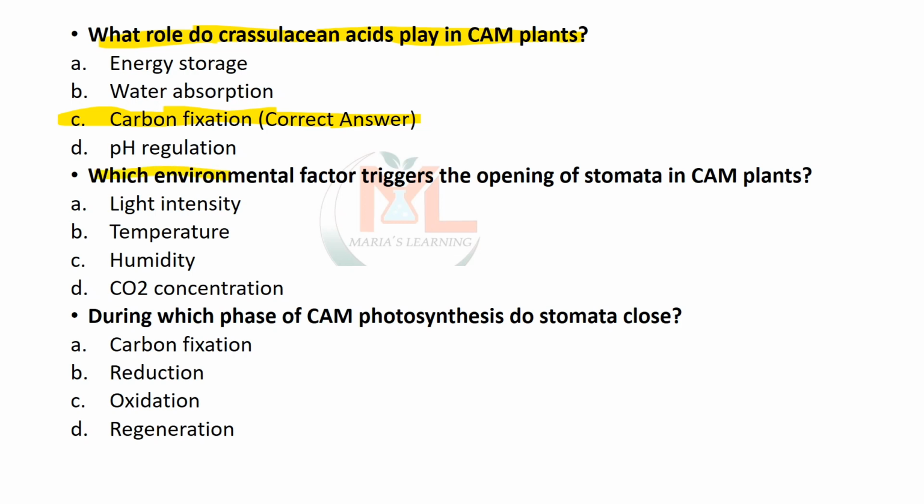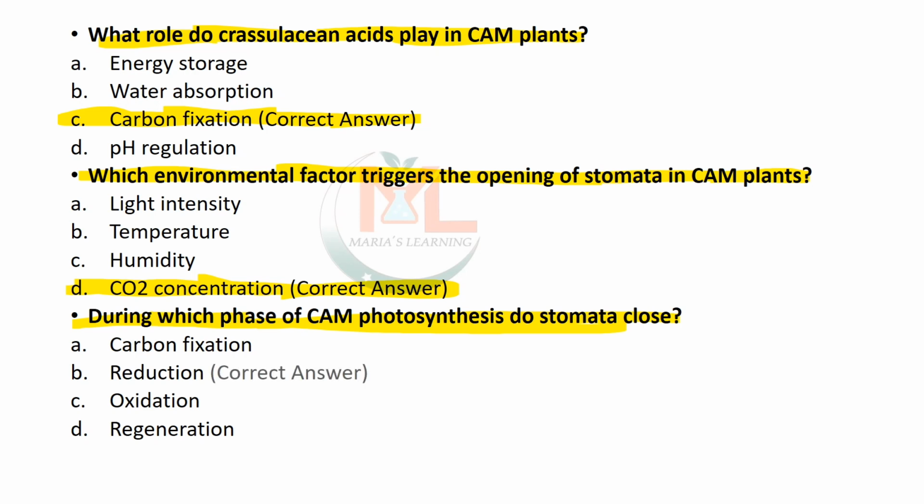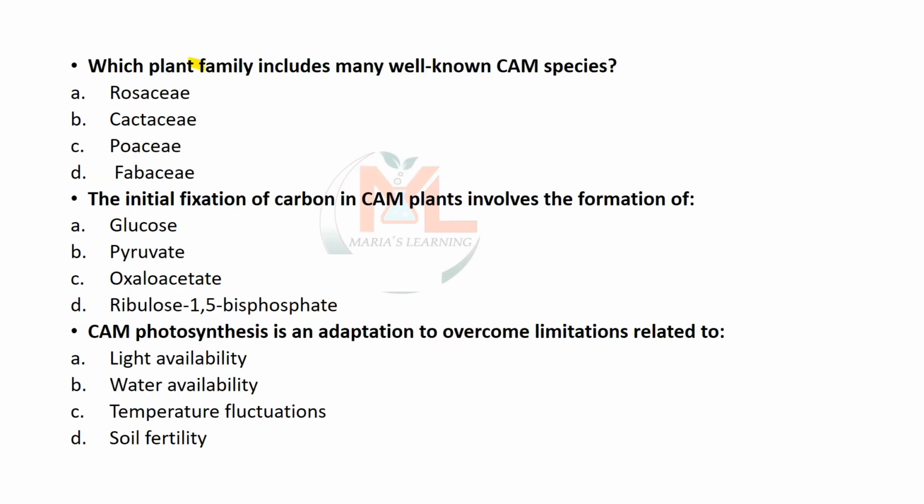Which environmental factor triggers the opening of stomata in CAM plants? And the right answer is carbon dioxide concentration triggers the opening of stomata. During which phase of CAM photosynthesis do stomata close? During reduction, stomata are closed. Which plant family includes many well-known CAM species? In which plant family does CAM photosynthesis take place? The right answer is Cactaceae.